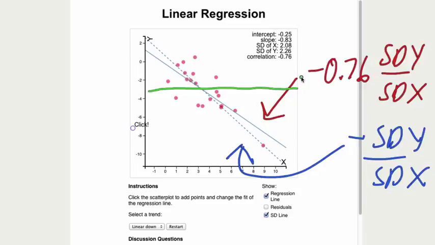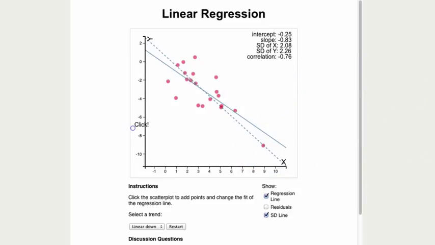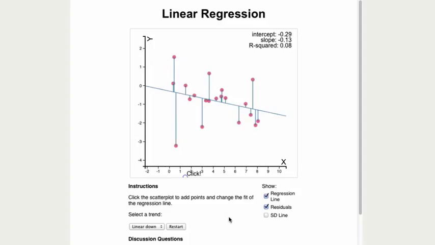Another useful display option you can use on this applet are these residuals. Residuals are basically how much error you have in your prediction. So as you can see, the regression line makes a certain prediction, and the actual points are some distance away, and that distance is your prediction error or your residual. We can use these residuals to investigate cases in which linear regression is not a good way of describing the relationship between x and y.